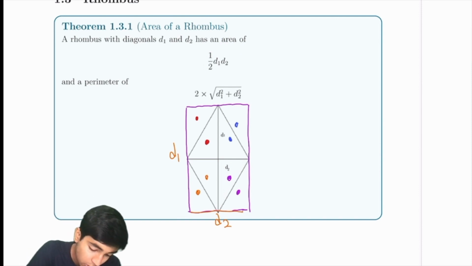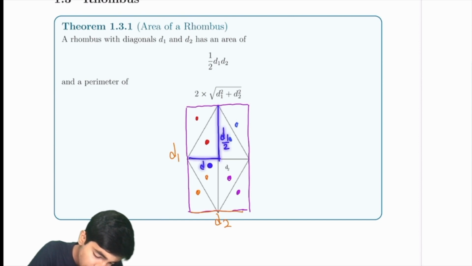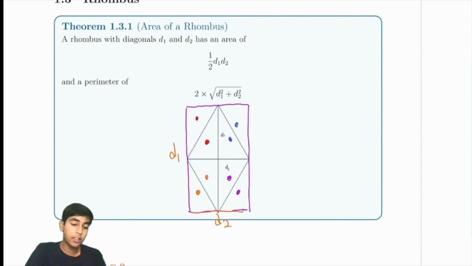And the perimeter we can do by using the Pythagorean theorem. This is d1 by 2, this is d2 by 2, and then the Pythagorean theorem gives us that this is the square root of d1 squared plus d2 squared, all over 2, and then there's 4 sides, so we end up with this formula, 2 times the square root of d1 squared plus d2 squared.